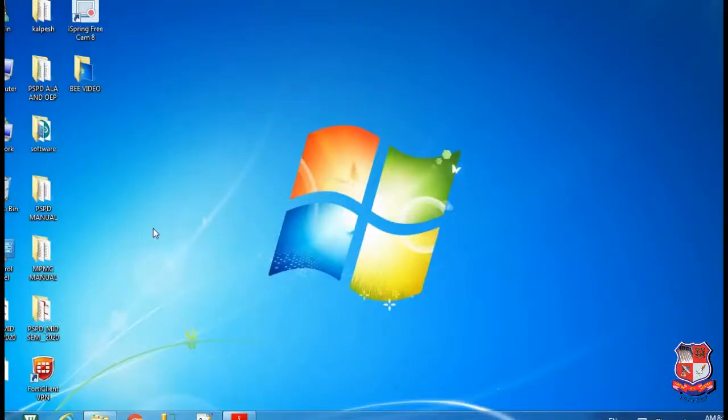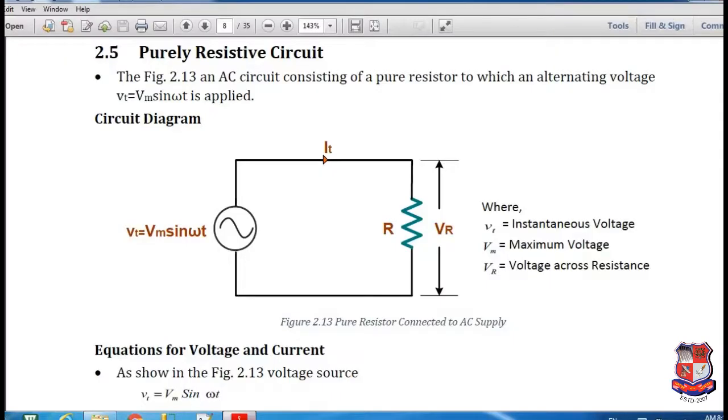Good morning, myself Professor Pinkesh Patel from the Electrical Engineering Department. Today I am going through a subject of Basic Electrical Engineering first year. The first question is to explain the purely resistive circuit, purely inductive circuit and purely capacitive circuit. So we can start with the purely resistive circuit.